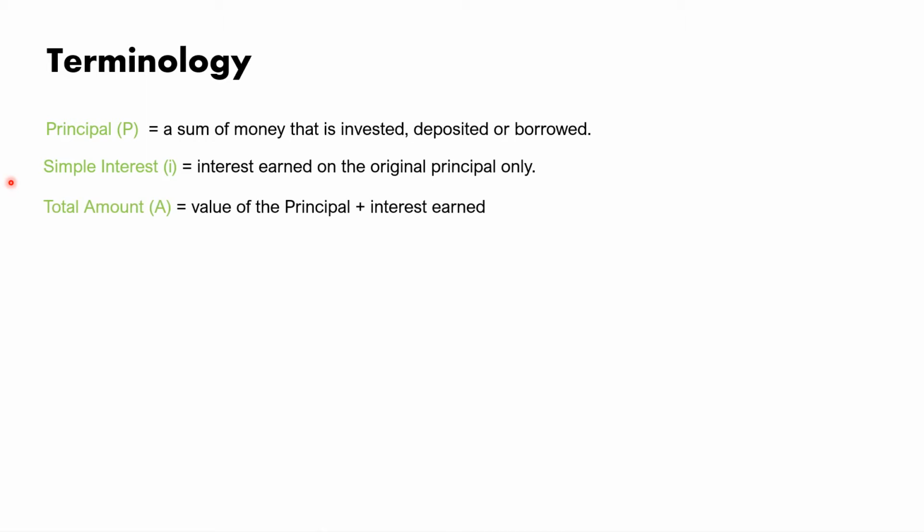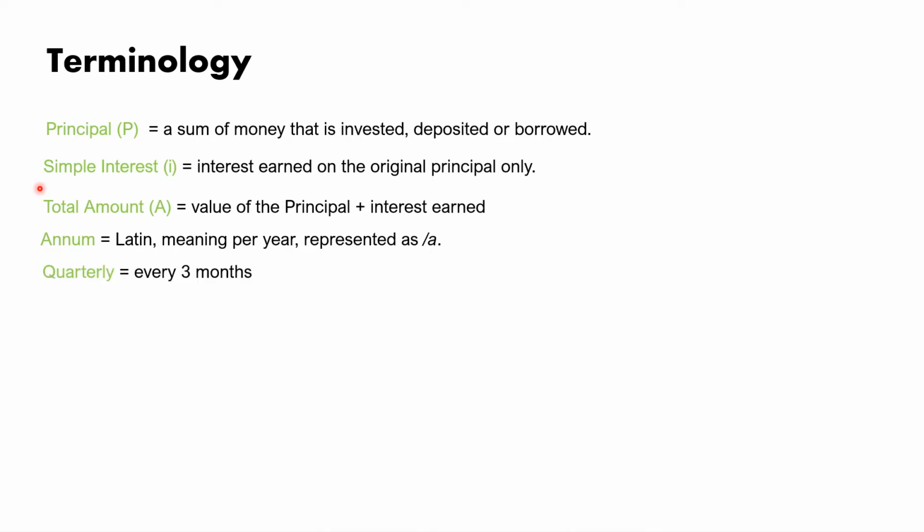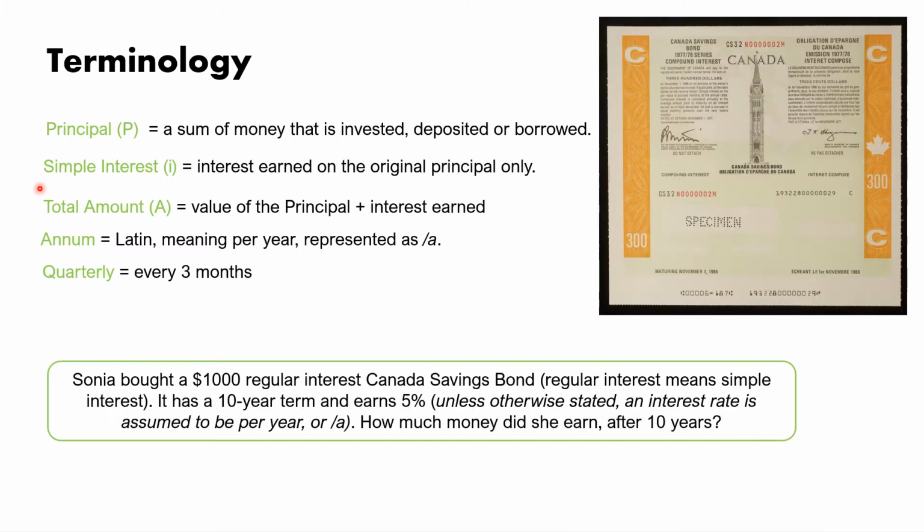Total amount, we use a capital A for that, and that's the value of the principal that you invested, and then you add on the interest you earned. That makes sense. That's the total amount of money you have. Annum is a word that we don't see very much in our questions, but we often see a slash with an A, and it means per year, per annum. So every time you see this, it's usually an interest rate, how much interest you're making per year or per annum. And quarterly means every 3 months.